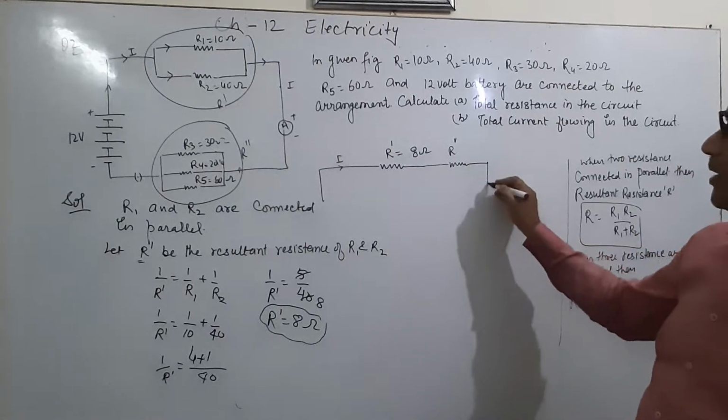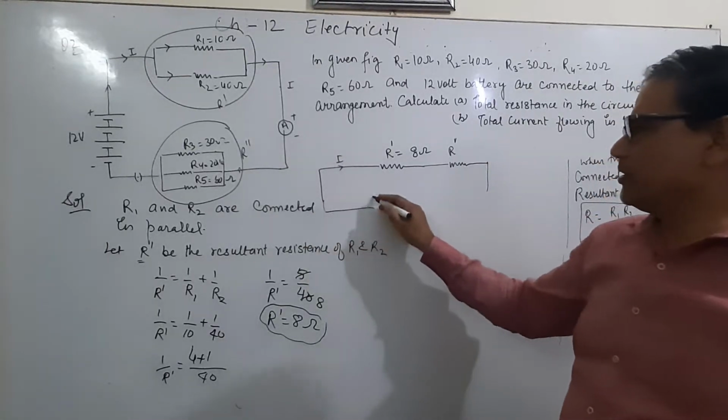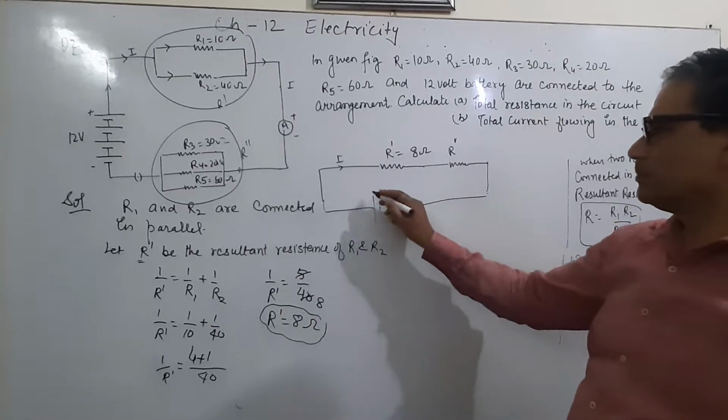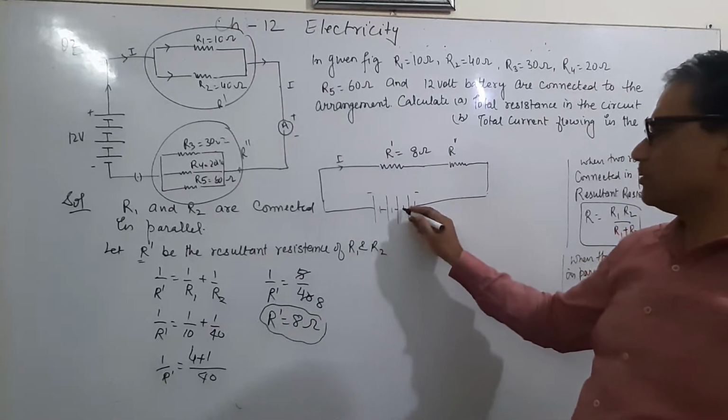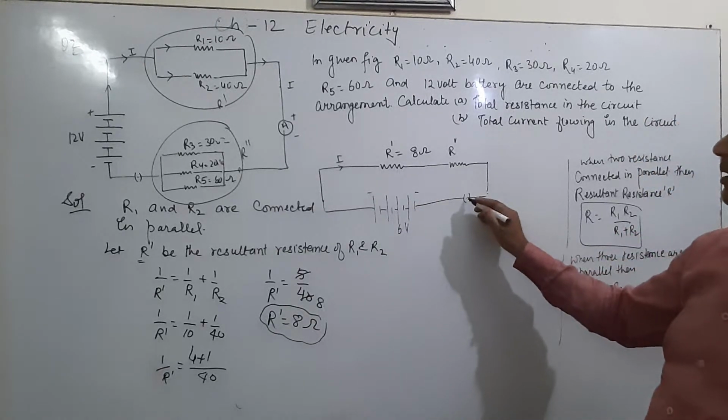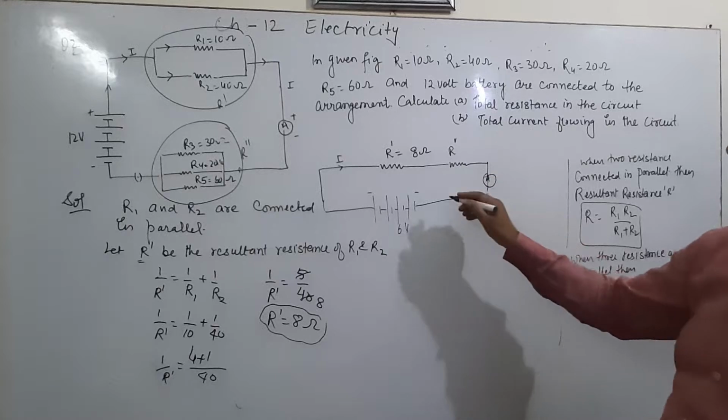And now, when we join like this and with the source, this one, with the 6 volt, this is 6 volt and connected with ammeter, key and this one.